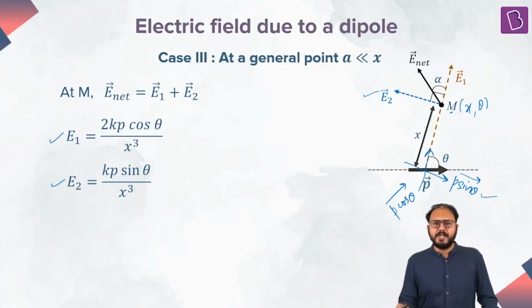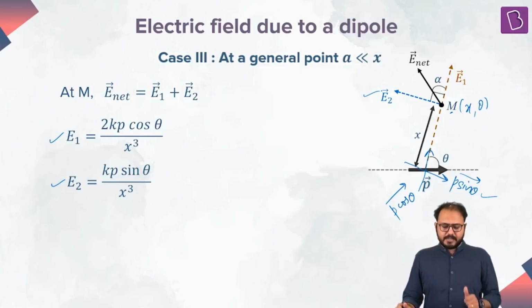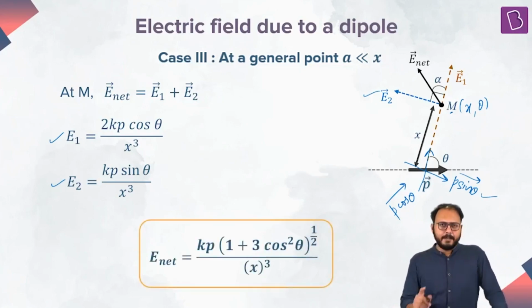And guess what? What's the net field? Under root E1 square plus E2 square. So if you do that, what comes out? K comes out, P comes out, x cube comes out. What's inside is sin square theta plus 4 cos square theta. And if you club one of the cos square with the sin square, it becomes 1. Hence, the answer is kp under root 1 plus 3 cos square theta, to the power half, upon x cube. Did you understand that?